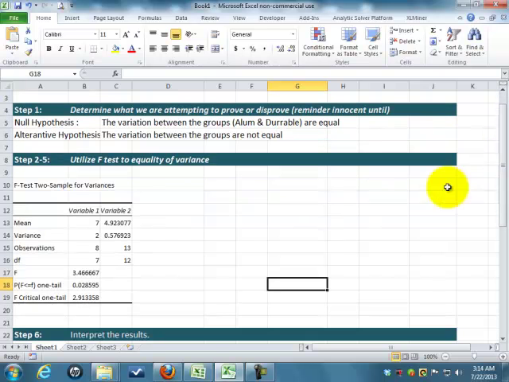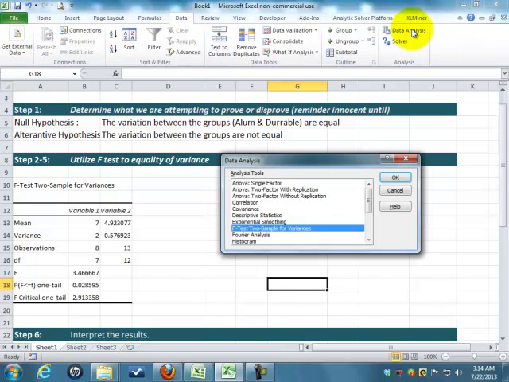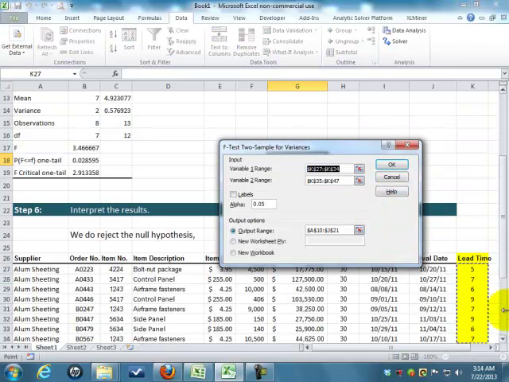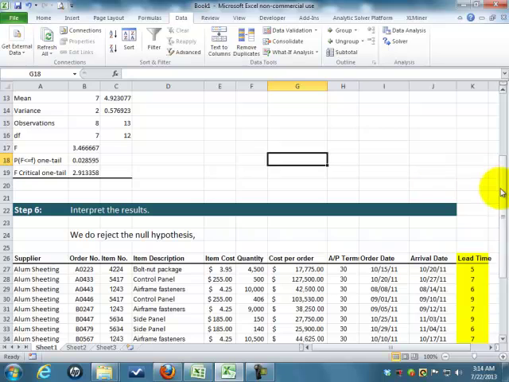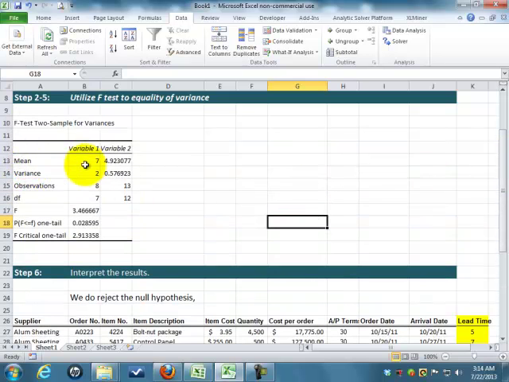So we do an F-test, and it's the same stuff. You go to data analysis, F-test, and you just put in your range. So I put in the lead times for aluminum, and then I put in the lead times here for durable, and I used an alpha of 5%. Here's my output range, and the results I get, which like I say are a little different than the book, so I don't know if the book has a typo or what's going on.